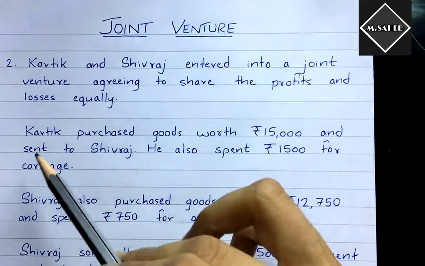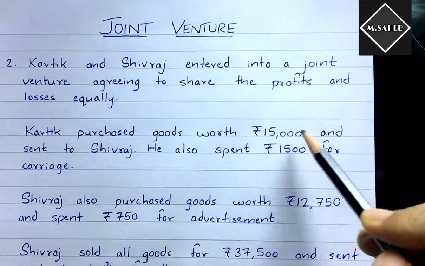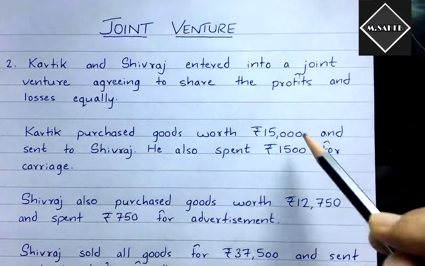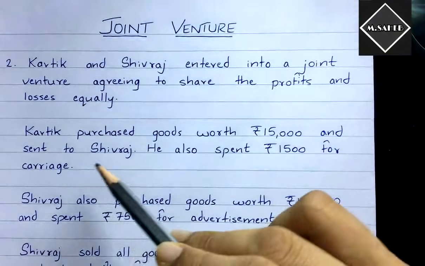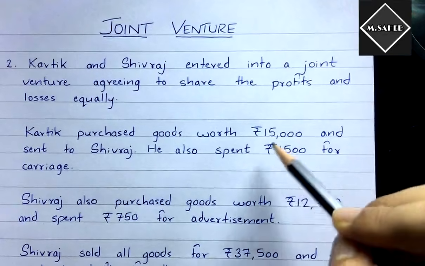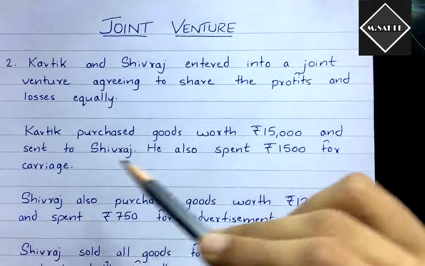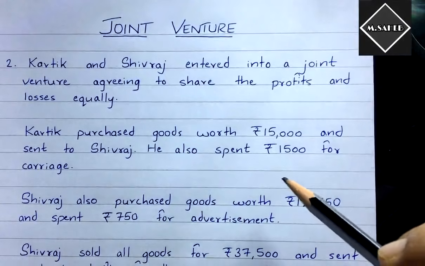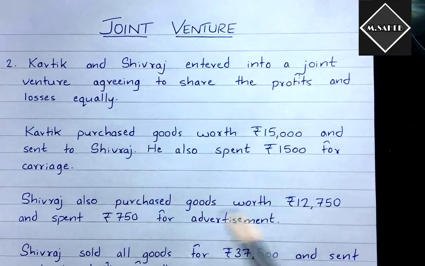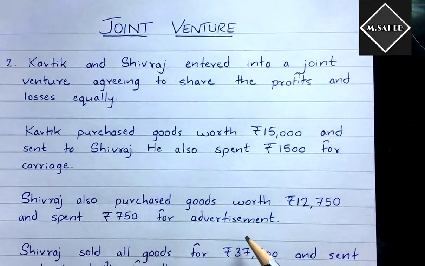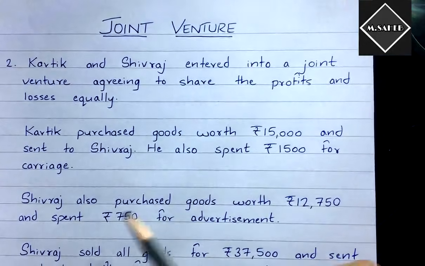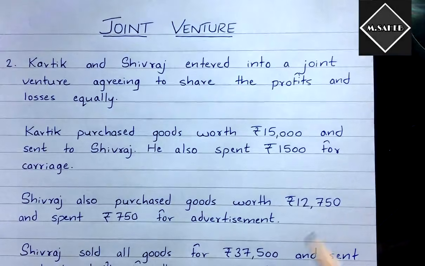Alright. Then it is said Karthik purchased goods worth rupees 15,000 and sent them to Shivraj, and he also incurred an expense of rupees 1,500 for carriage. Then Shivraj also purchased goods worth rupees 12,750 and spent rupees 750 for advertisement. So we'll see that later.